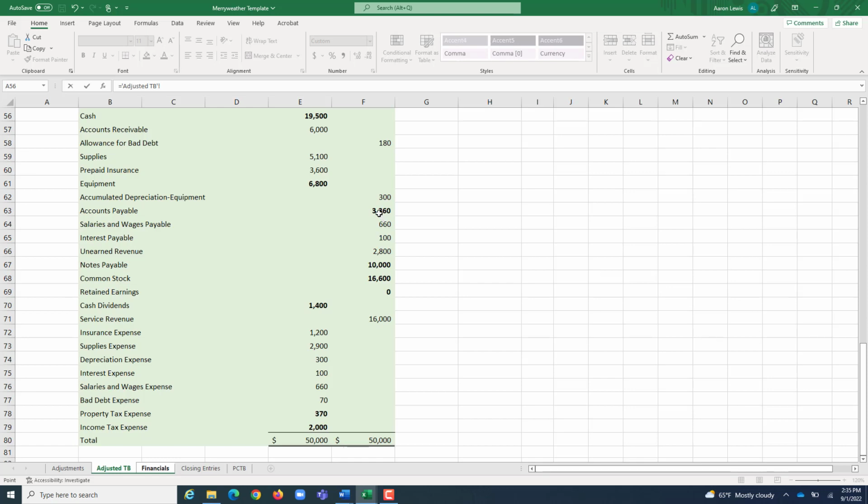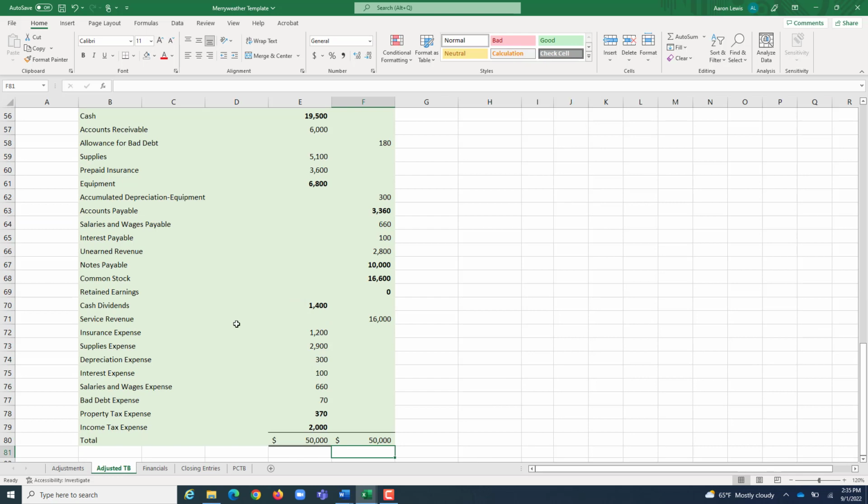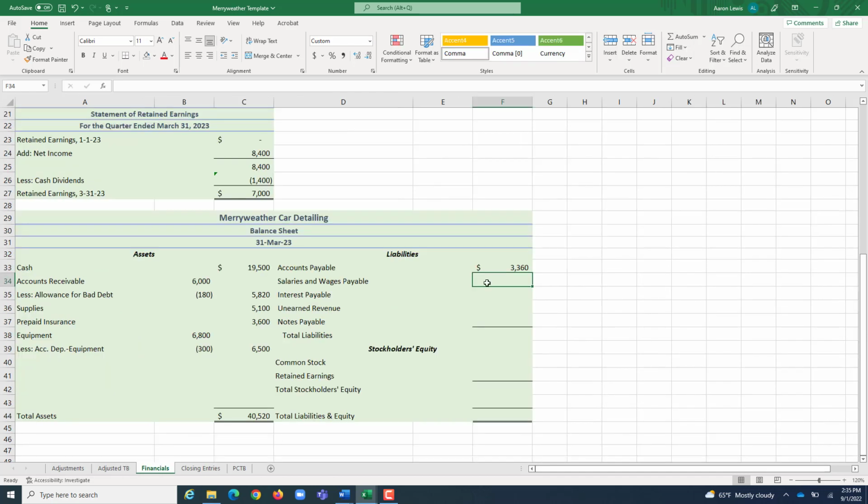I'm bringing over accounts payable right now, so I'm just going to click on $3,360. But since I have all of my accounts listed here in the same exact order that I have on my adjusted trial balance, very carefully made sure I did that beforehand so everything would line up, I don't have to go nuts, hit equals and bring it over. I can just click the fill handle, drag it down, and it copies all of those numbers over for me, even the $10,000 amount of notes payable that I almost forgot.